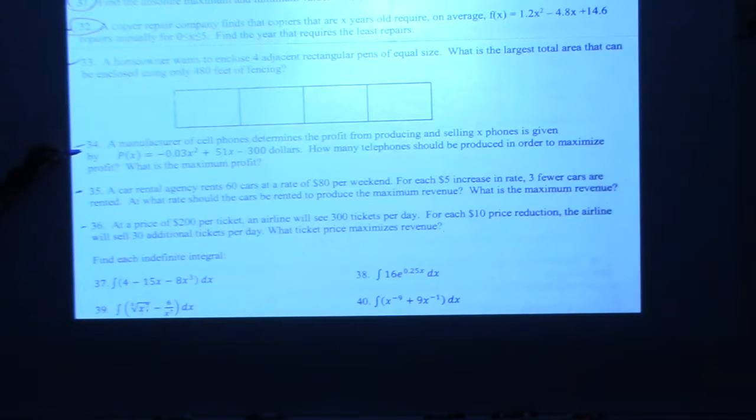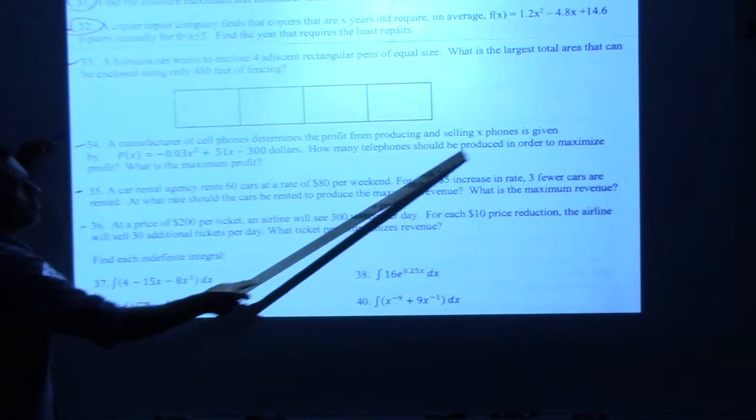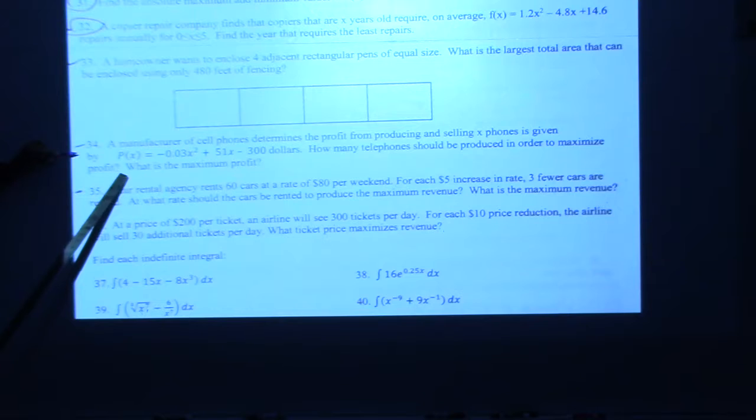Okay, 34. 35, 36. All of these you were tested on before. Do these look familiar? Cell phones. How many cell phones should we choose to maximize profit? Trying to find the maximum. This one was the one where you have price increases and decreases. You're trying to figure something out that will generate maximum revenue. 36 is pretty much the same as 35. So I'd say all those need to be reviewed.